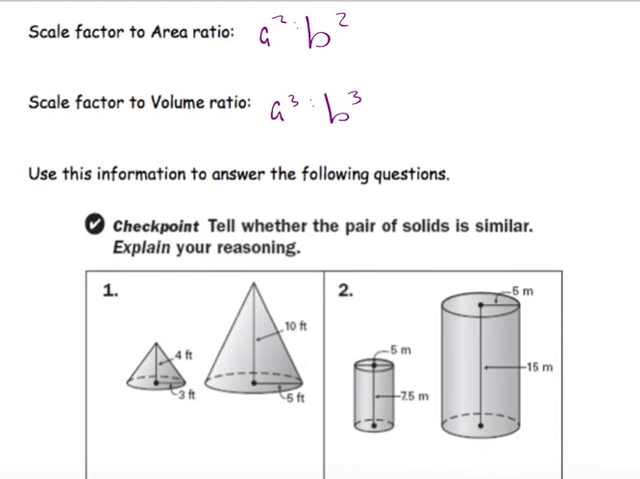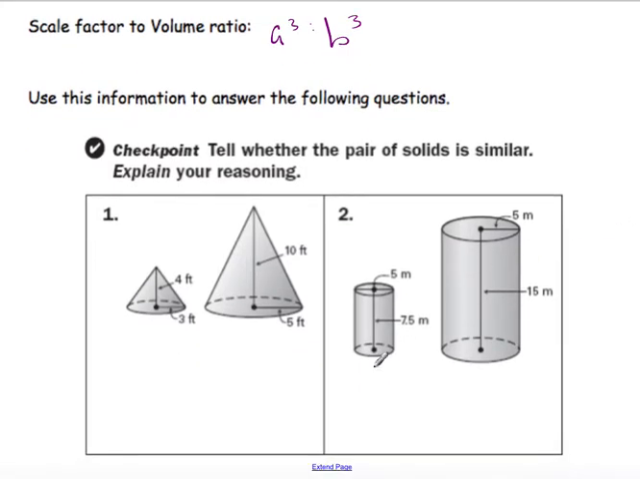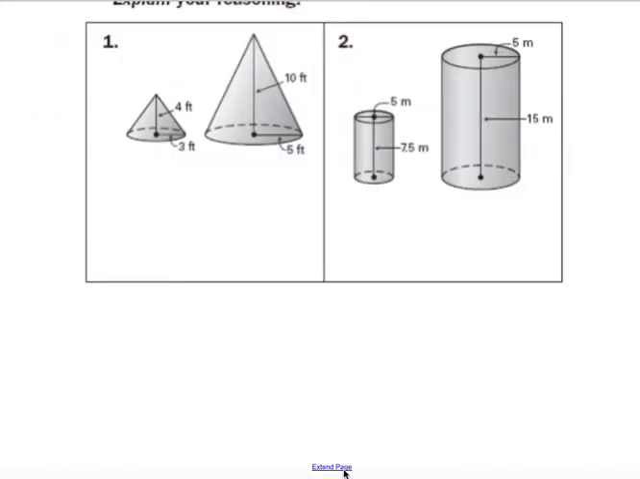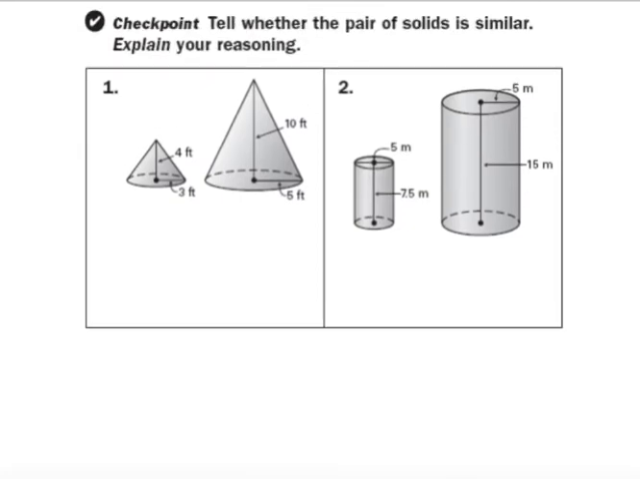So here it says use this information to answer the following questions. We're not actually using the ratios for this particular problem. This particular problem is just asking if they're similar or not. To tell if figures are similar or not, you compare their corresponding pieces. So like on these cones have radii and heights labeled here. So the radius of the small one to the radius of the big one would be 3 to 5.